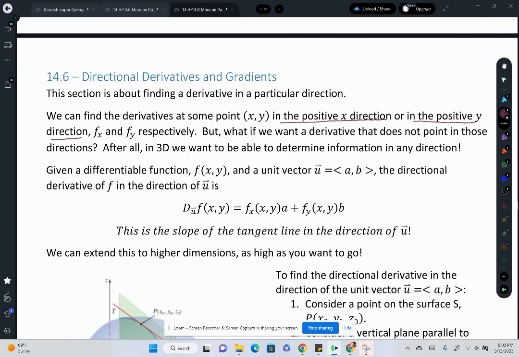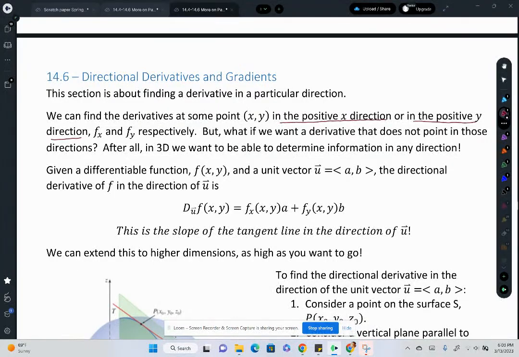But the question that kept coming up was, what if we want to take a derivative that doesn't point in those directions? How do we find it? And so it turns out it's actually not that hard. All we need is a unit vector. And that unit vector needs to point in the direction that we're interested in, okay? And the reason that it needs to be a unit vector is so that its magnitude doesn't inflate the value of the derivative, all right?